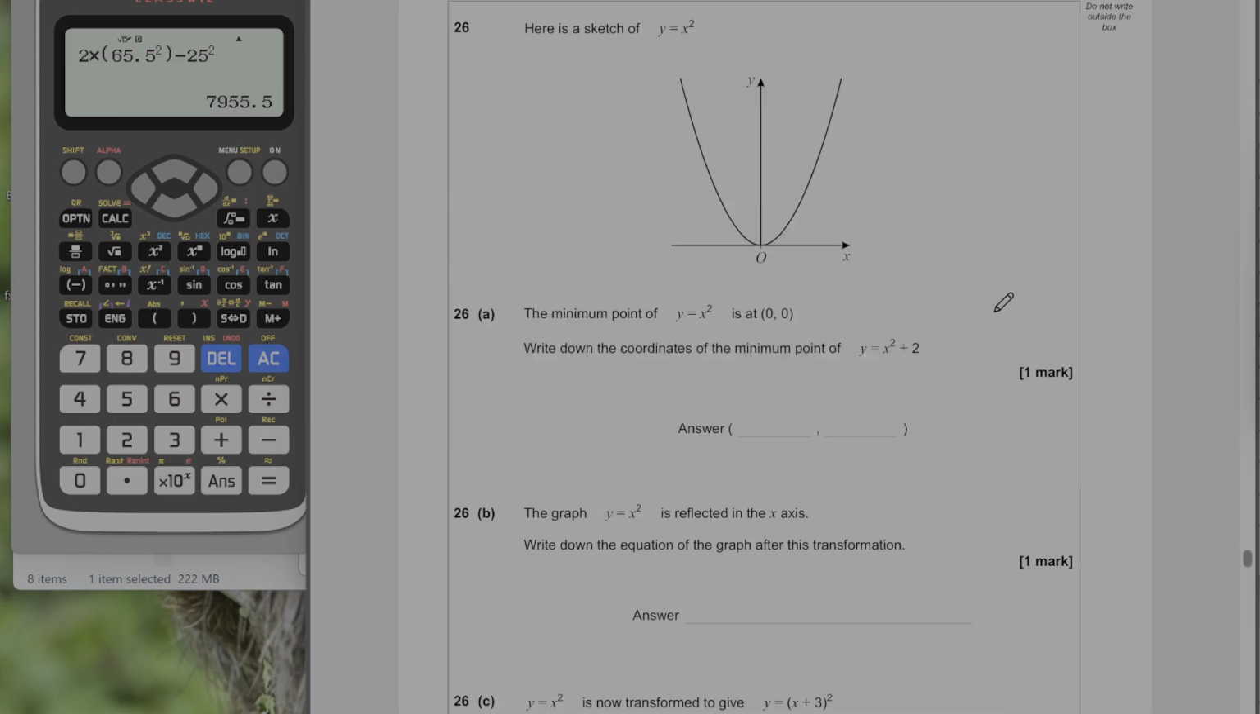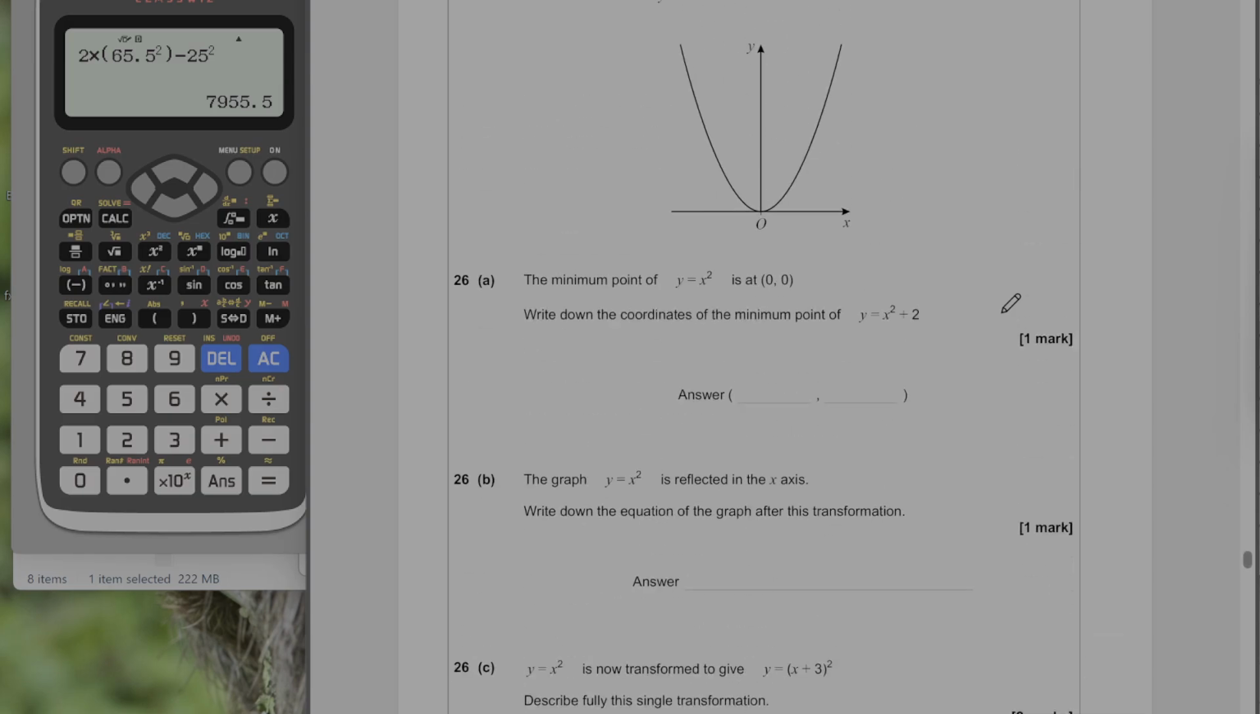Okay, and question 26, final question. Here is a sketch of y is equal to x squared. The minimum point of y is equal to x squared is at 0, 0. Write down the coordinates of the minimum point of y equals x squared plus 2. Okay, so that just means that all of the y coordinates would be shifted up 2, so that would be 0, 2.